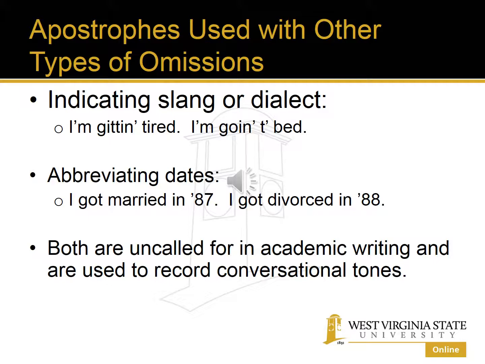The point here is that there's nothing wrong with using the entire date. The abbreviation makes sense in speech because if I say '87 instead of 1987, I save two syllables. But in writing, I only save one character, which is hardly worth the trouble. So the point here is that in both cases, both with slang and also with abbreviating dates, it's absolutely fine to use these to record conversations. It's also absolutely fine to use these in creative writing, but they should definitely be avoided when you're writing academic writing.